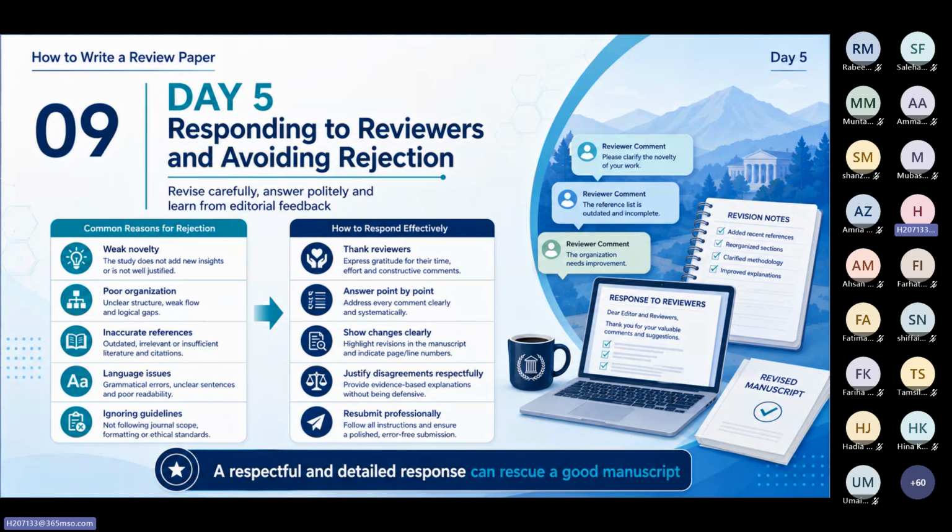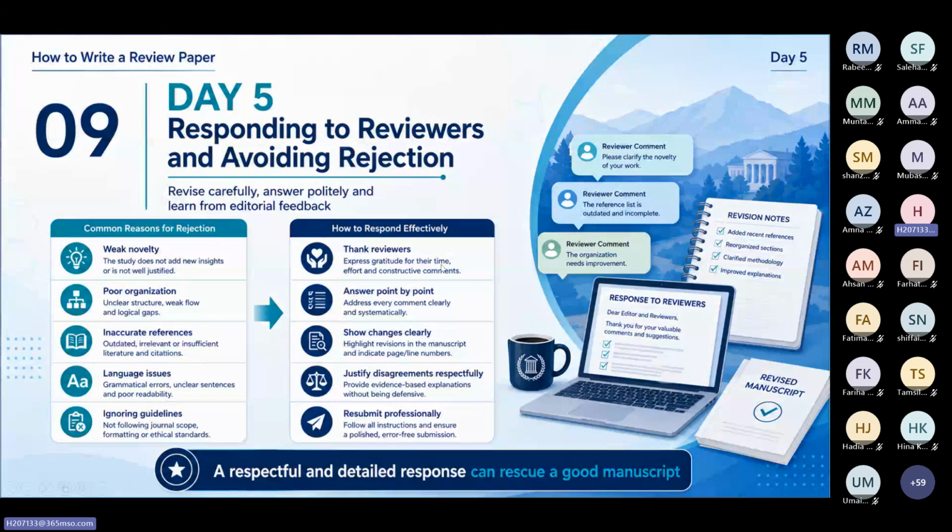Inaccurate references, like wrong or insufficient literature references, and language issues like spelling problems, grammatical errors, and some other problems. Ignoring guidelines: if you do not clearly read the author guidelines on the journal website, it can also lead to rejection.